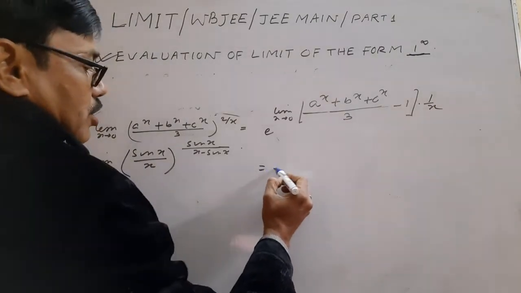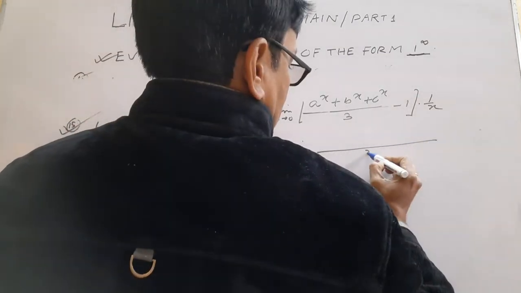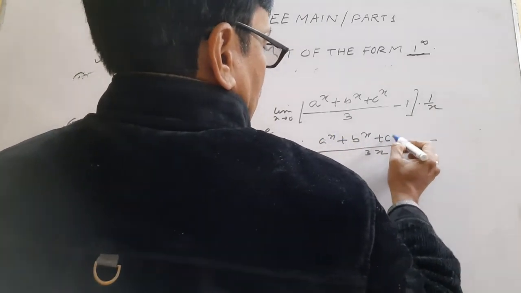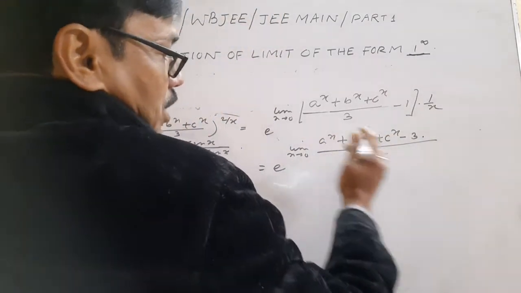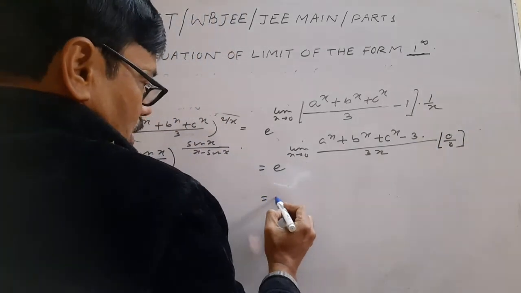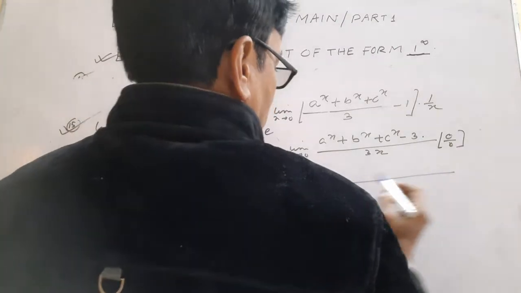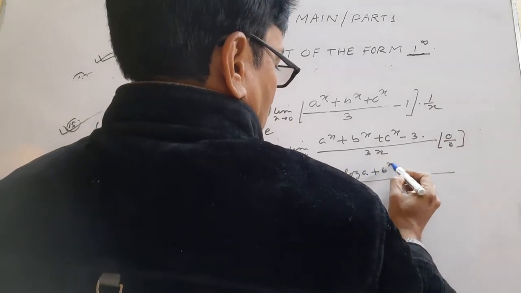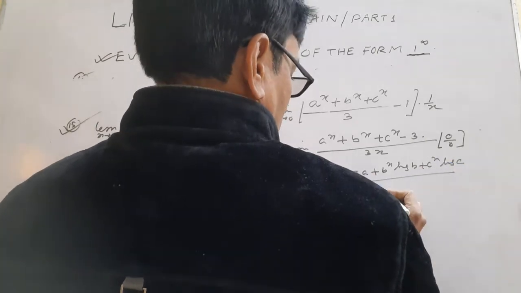So limit x tends to 0 of (a^x + b^x + c^x minus 3) by 3x. So now it is of the form 0 by 0. So we can use L'Hospital rule. The derivative of the numerator is a^x log a + b^x log b + c^x log c, divided by 3.